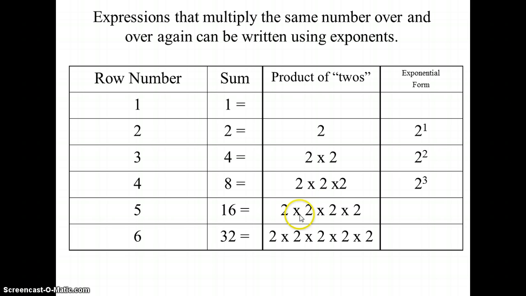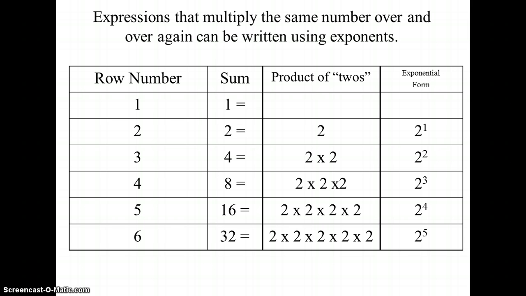In the fifth row, there are 4 2's because 16 is made up by multiplying 2 times 2 times 2 times 2. So we could also say 16 equals 2 to the fourth power. And 32 is written with 5 2's being multiplied. So 32 can also equal 2 to the fifth power.